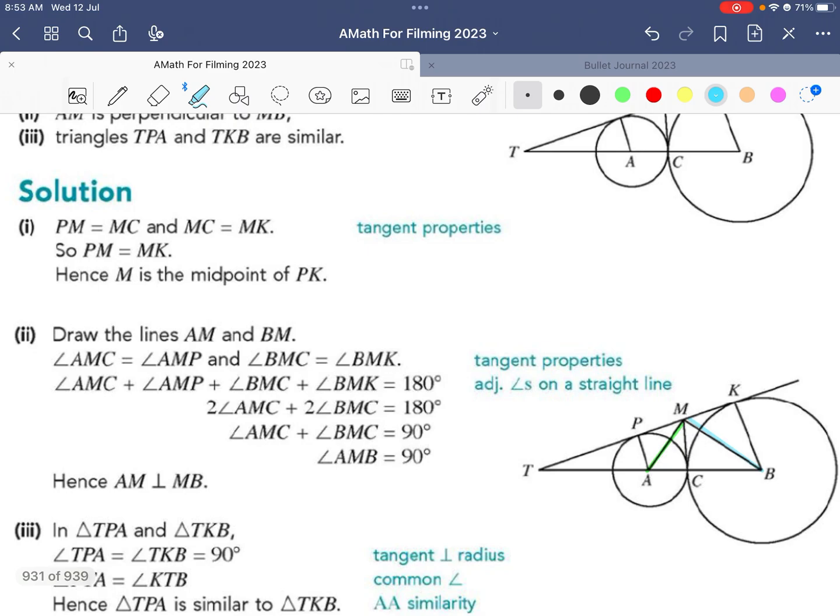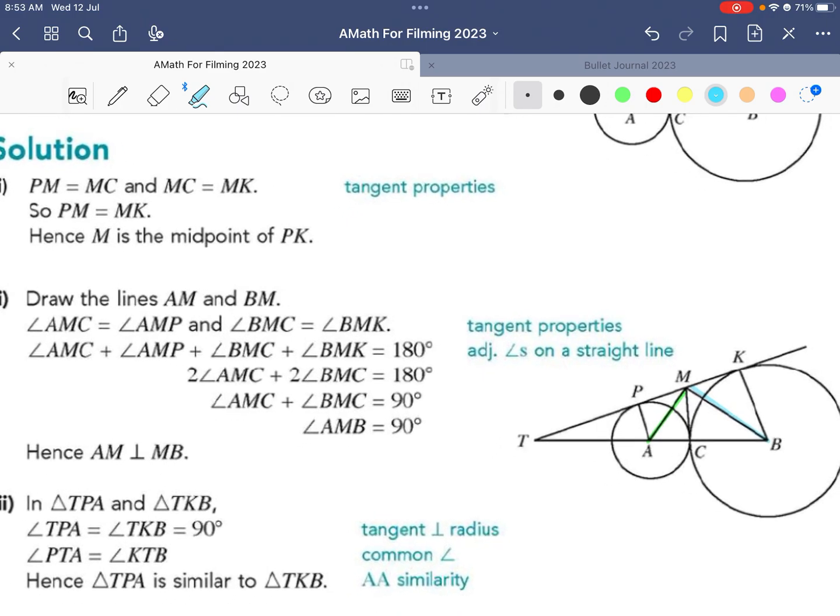First and foremost, what I know is that angle AMC and AMP are equal. These are tangent properties. So AMC and AMP, these two angles are equal to each other. Similarly, BMC and BMK are equal because both of them are tangents. And similarly for the other circle, these two lines are tangent to each other. Hence, this angle is equal to this angle itself.